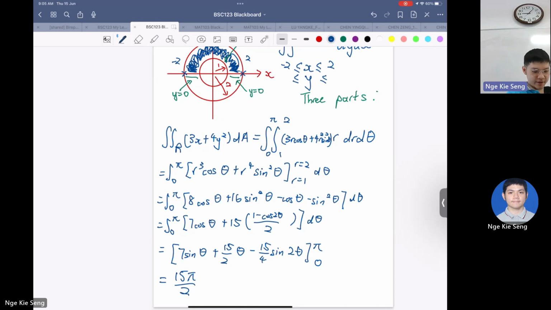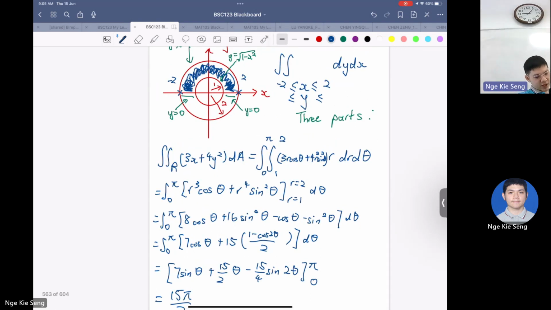Okay. So I will attach the regular coordinate method, and then you can see how tedious it is compared to this one. If you use coordinates, then you need to deal with this thing. You also get 15 pi over 2, but the last step here is a bit troublesome.